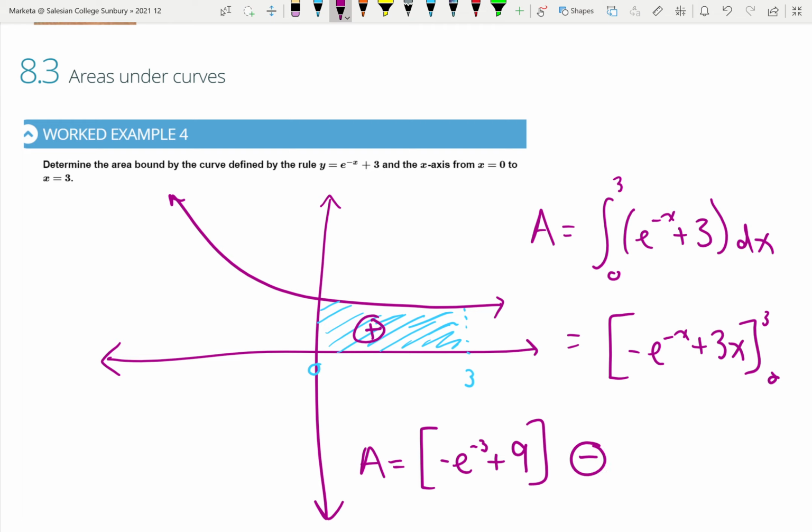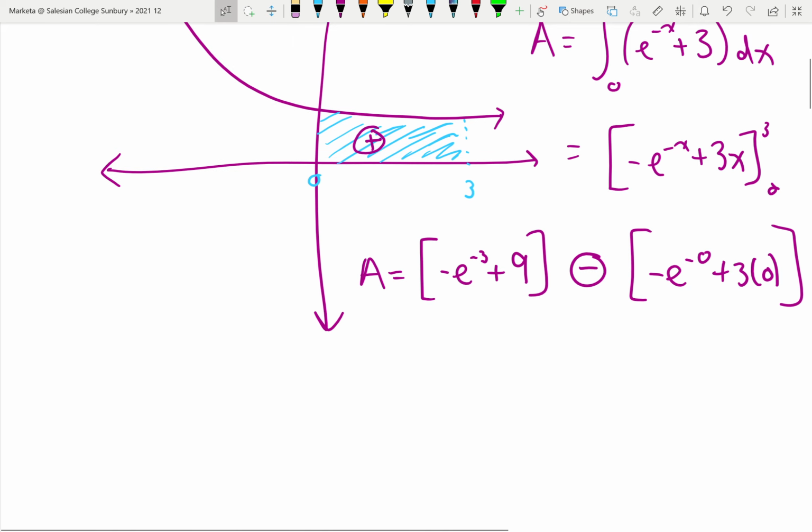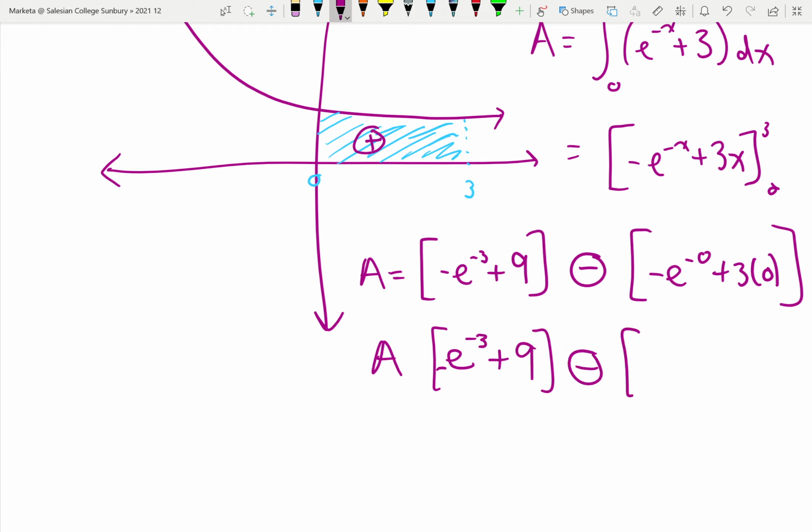And subtracting neg e to neg 0 plus 3 times 0, and be careful because subbing in zeros, people will just cancel things out when actually you definitely can't do that, because as we can see in this case, this is going to be negative 1. E to the 0 is 1. That's negative 1. The 3 times 0, of course, still stays 0, but you've got to be on the lookout for where you get something other than 0.